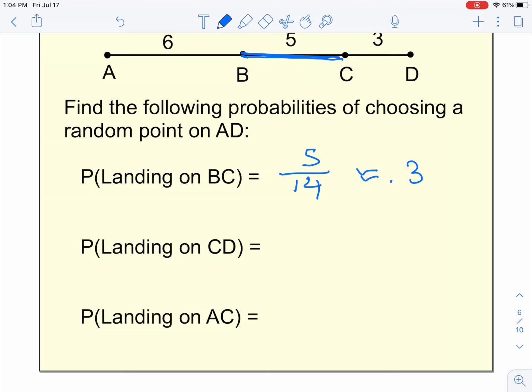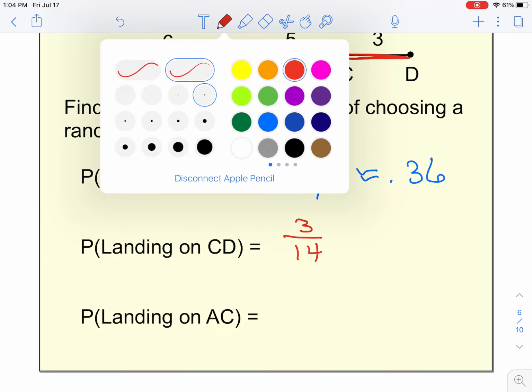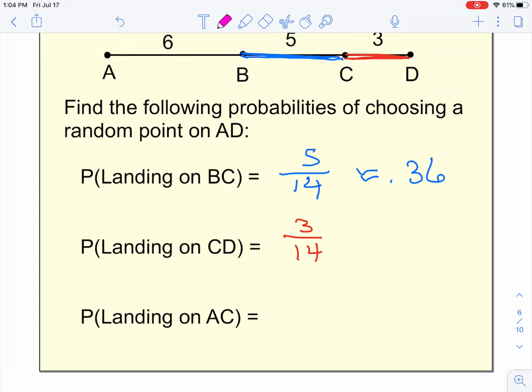Well, that length is 5 compared to the whole length, which is 6 and 5 and 3 added together is 14. So the probability is 5/14, or approximately 0.36. What's the probability that it lands on CD? Well, that is 3, so you have 3 over 14. And again, you could get a decimal, but if it doesn't specify, you could just stop there.